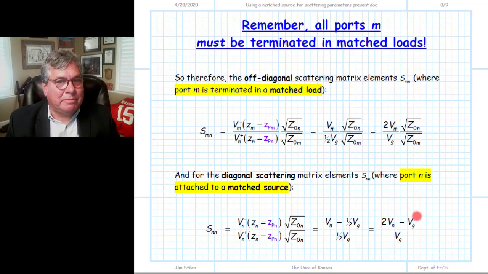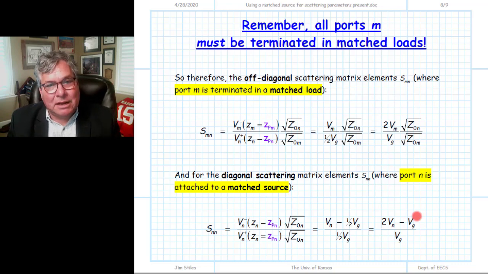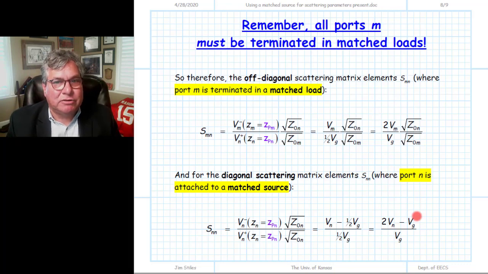Remember, the scattering parameter can depend on the device parameters and the characteristic impedance of the transmission line, and them only. So if you have VG lurking somewhere in your result for the scattering parameter, then you've done something wrong. Go through and figure out how it cancels out, as it must, and if you can't figure out how it cancels out, you've done something wrong in your analysis. So that's a good sanity check. Make sure your VGs cancel out.